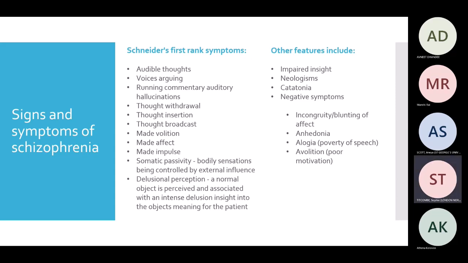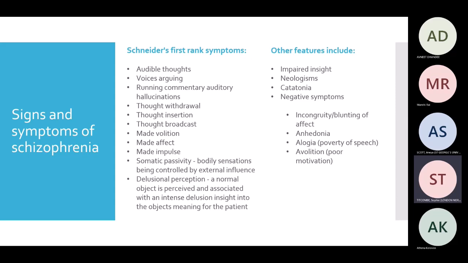But yes, so although we've got our first rank symptoms, we obviously have other features of schizophrenia too. So these are things such as impaired insight, neologisms, which is where patients make up their own words. We can also see catatonia sometimes in schizophrenia. So this is where the patient's brain is in such an excited state that it just completely freezes. So these are the patients that are very still, they don't eat, they don't drink, they don't talk, and they can get quite sick because of those reasons, obviously.